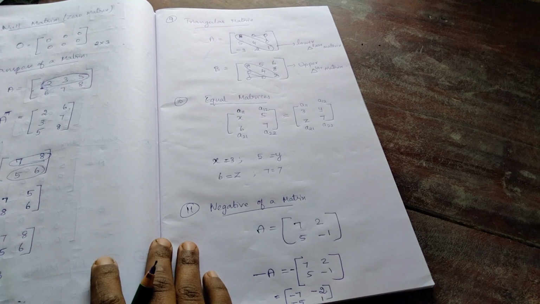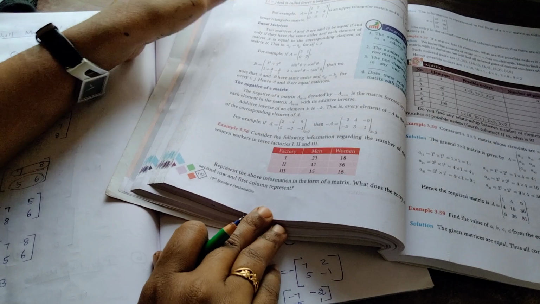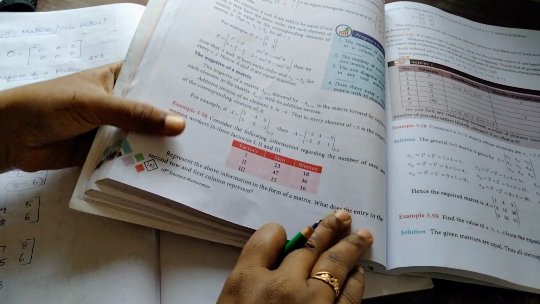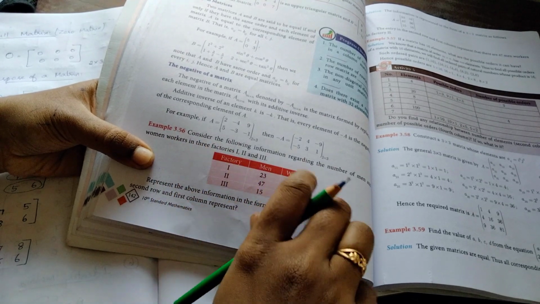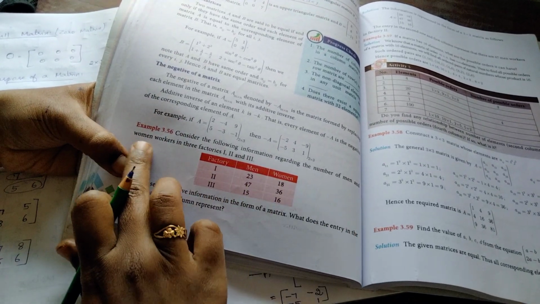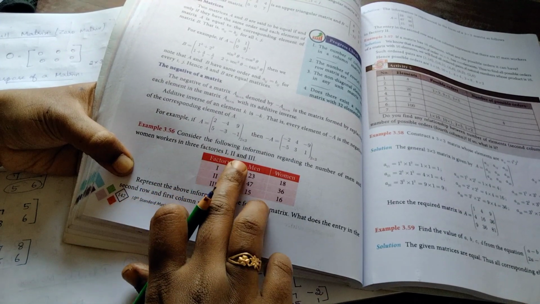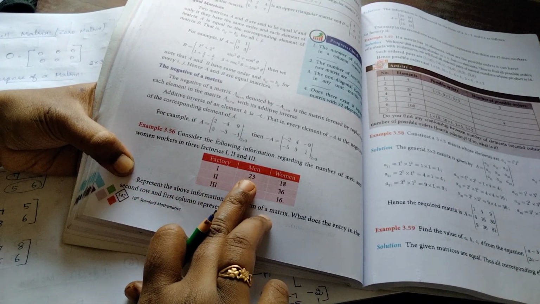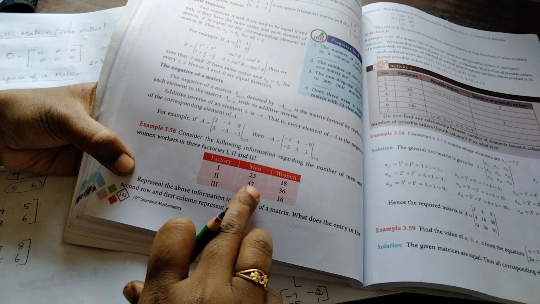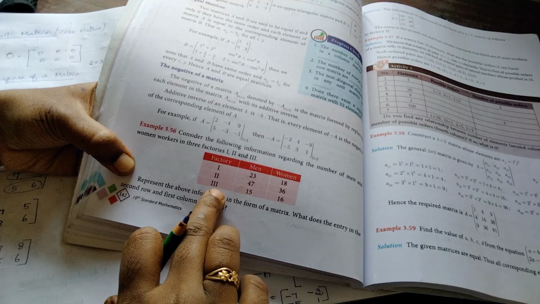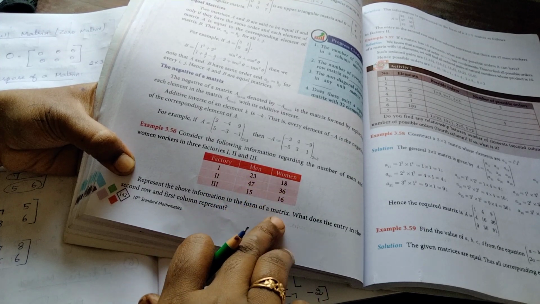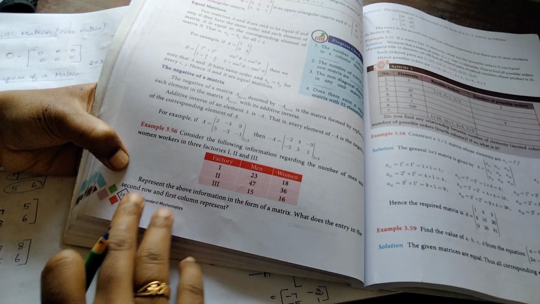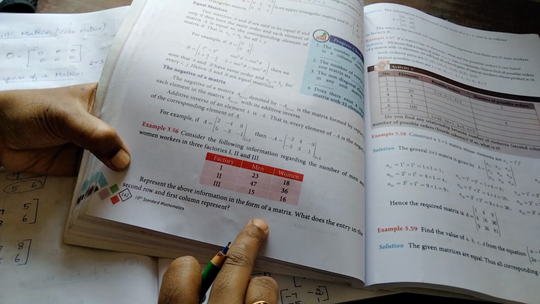Okay, listen. Take your textbook, page number 142. See the first example in matrices, example 3.56. Consider the following information regarding the number of men and women workers in 3 factories 1, 2, 3. In factory 1, the number of men working and the number of women working. Factory 2, the number of men and women working. And likewise factory 3, the number of working men and women are mentioned here. Represent the above information in the form of a matrix.